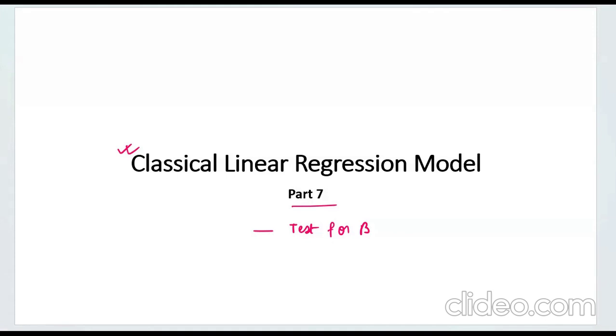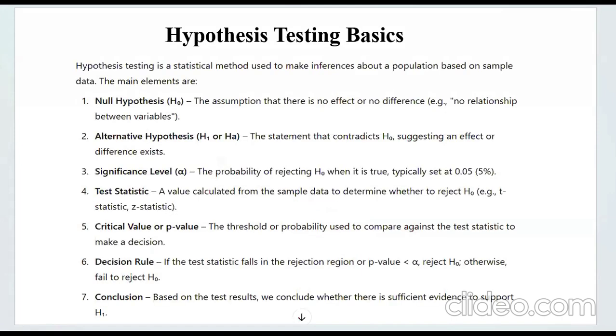I'll show you how to derive the confidence interval for beta. And in the later part of the video, we will solve questions on this, manually solve them and make statistical inferences based on this, right? So let us jump straight into the concept.